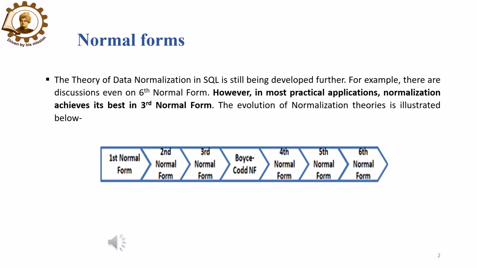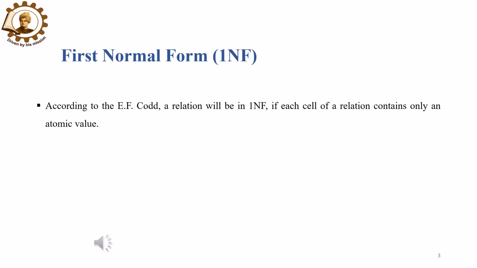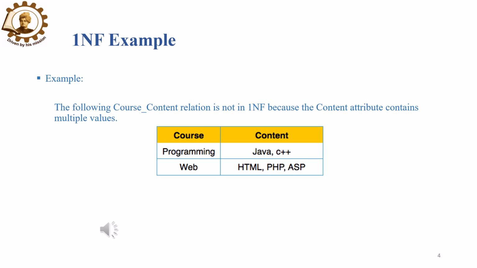Though research continues beyond the higher normal forms, most practical applications work well up to the 3NF. According to Codd, a relation will be in 1NF if each cell of a relation contains only an atomic value. 1NF example. This table is not in 1NF because the content field contains multiple values.